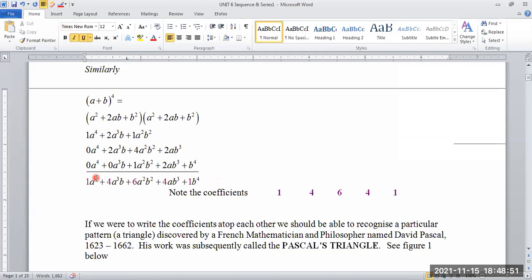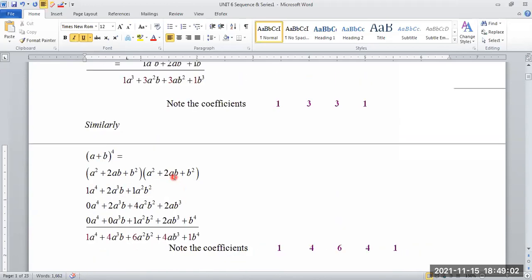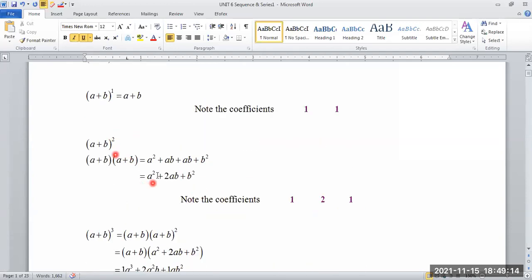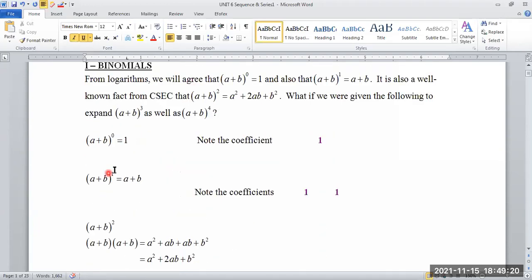If you look at the overall power, the sum of the powers here equals the power that we started off with: 4. 3 plus 1 is 4. 2 plus 2 is 4. 1 plus 3 is 4, and 4 stands by itself. Overall power here is 3: 2 plus 1 is 3, 1 plus 2 is 3, and 3 stands by itself. Overall power here is 2: 1 plus 1 is 2, and 2 stands by itself. Overall power is 1. And then overall power is 0, because a is to the 0.